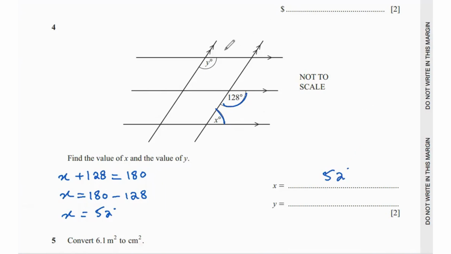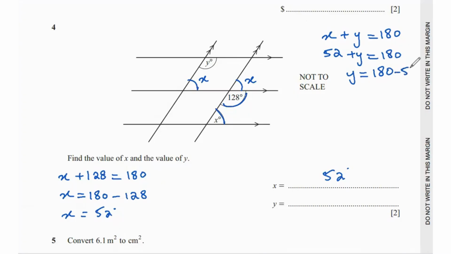Then for y, x is the same as this, and this is the same as this, because they are corresponding angles. Corresponding angles are equal. So that means x plus y also equals 180 because they're co-interior. So 52 plus y equals 180, and y is going to be 180 minus 52, which is 128. So y is 128 and x is 52 degrees.